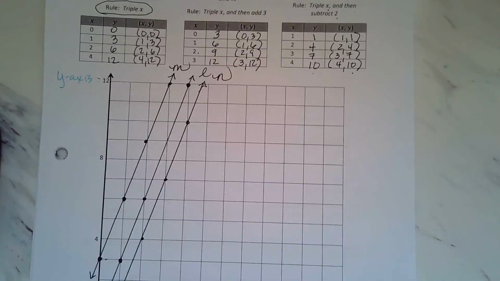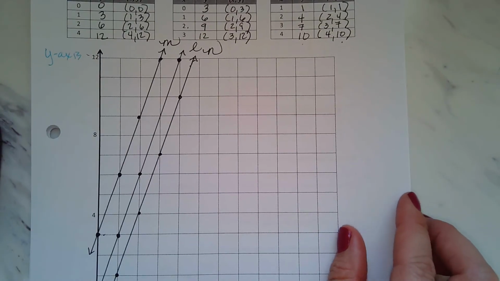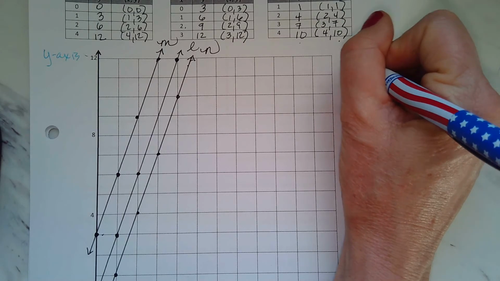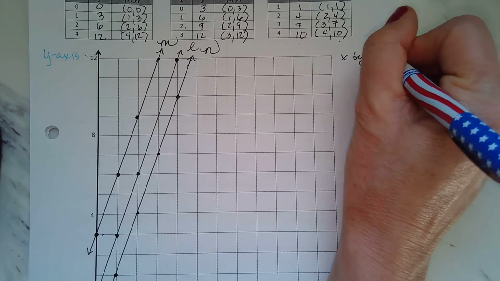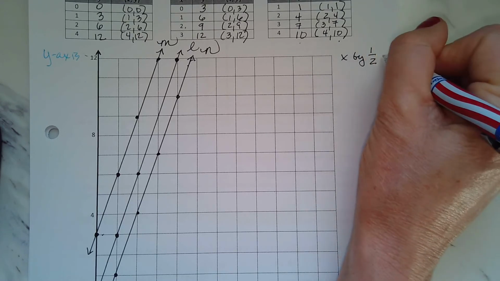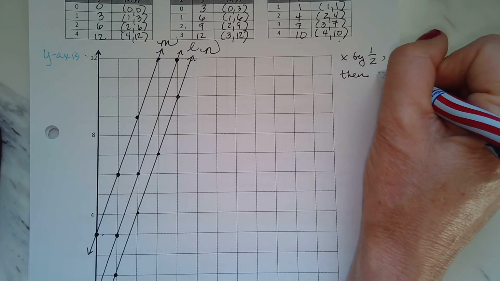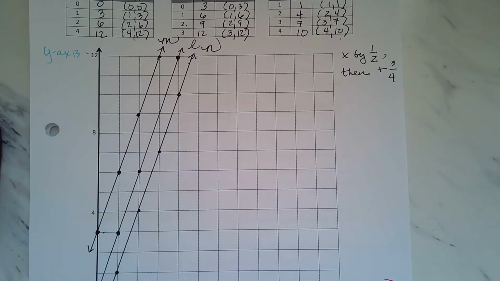All right. We are moving on to, nope, we're going to stay right here and we're going to use the same chart, but this time we're going to create a new chart and we're going to multiply by a half. Then you are going to add 3/4.